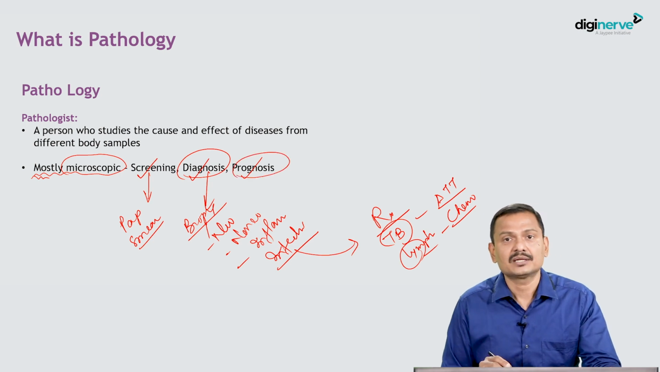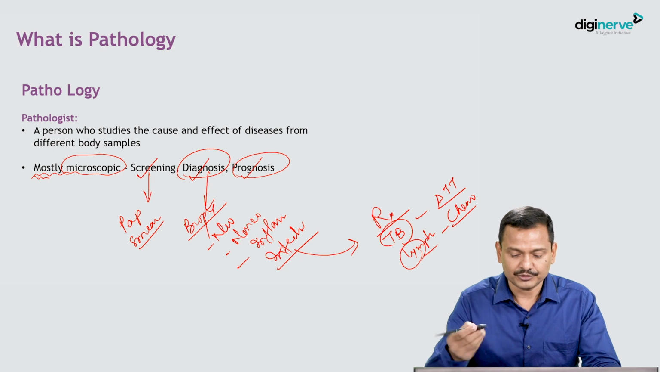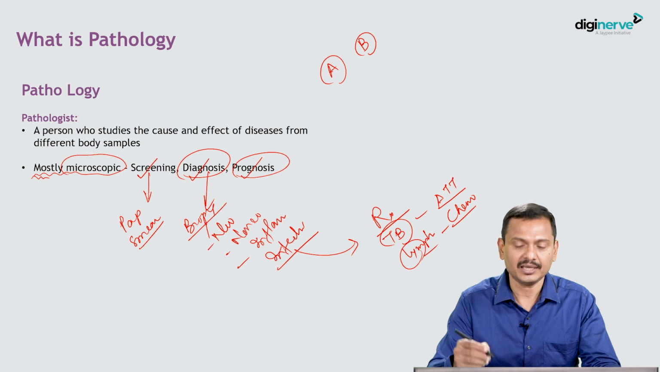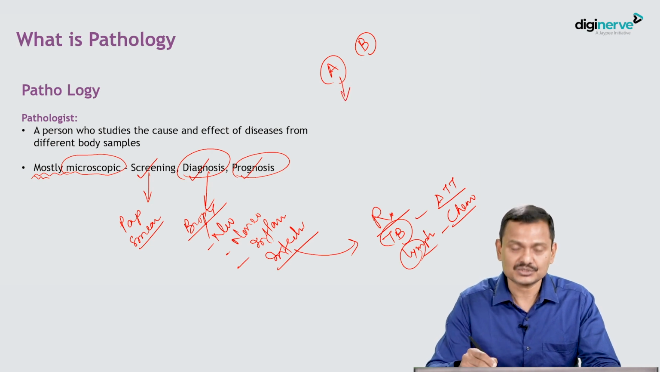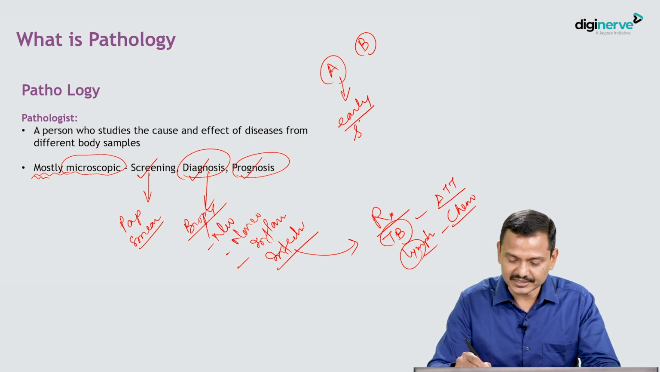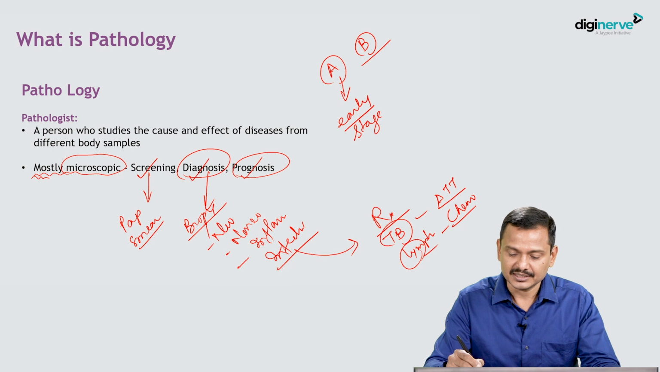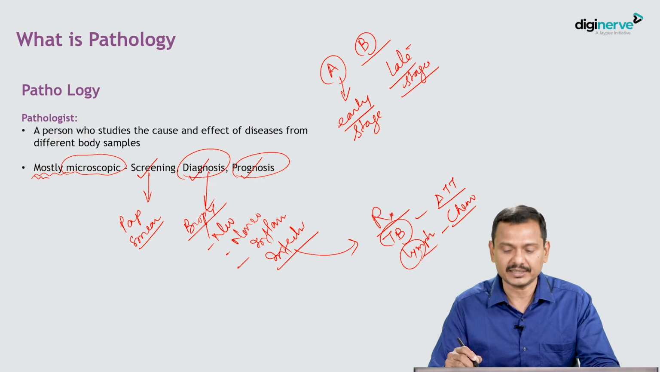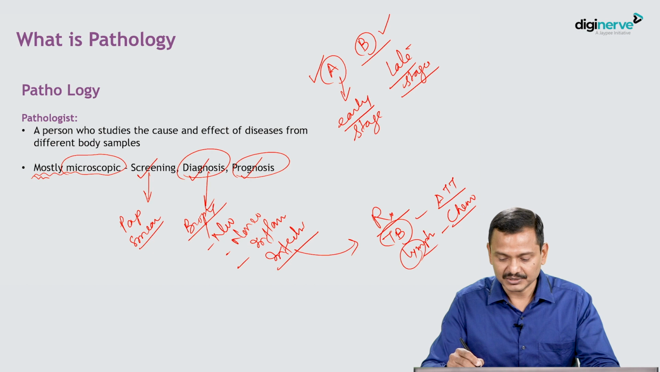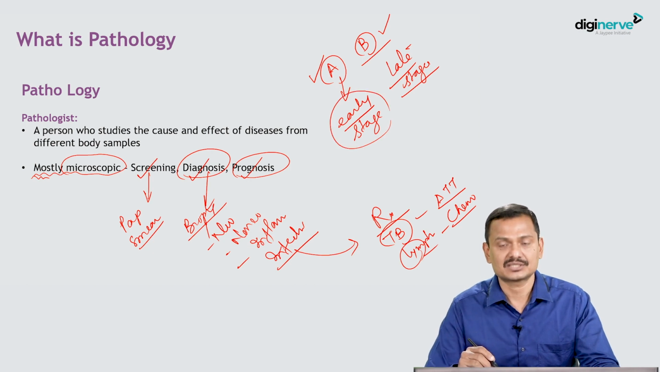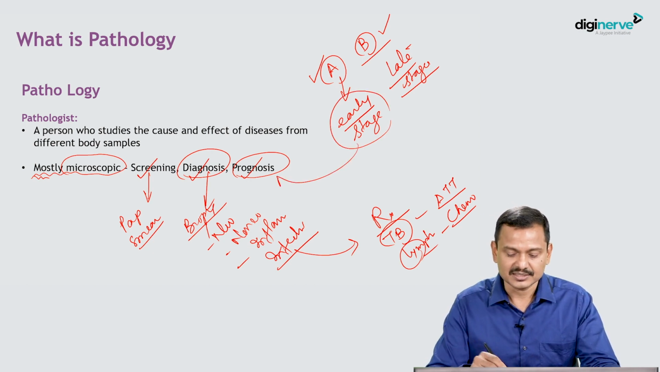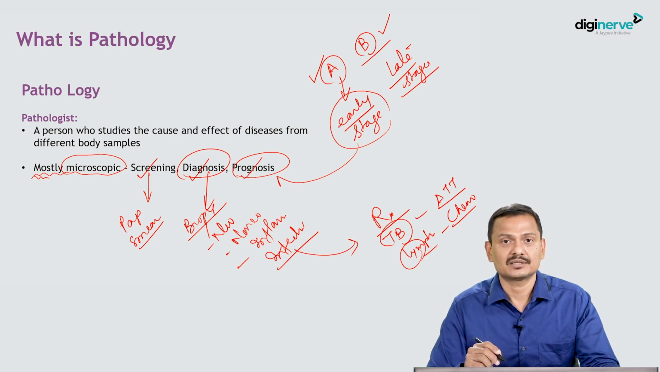Then prognosis. Now what is prognosis? Suppose, for example, let's take two females, A and B. Female A is diagnosed at an early stage of cancer, whereas female B is diagnosed at a late stage of cancer. So who do you think will do better? Person A will do better as compared to B, because it is diagnosed at an early stage. And who does the diagnosis? It is the pathologist who diagnoses the problem.